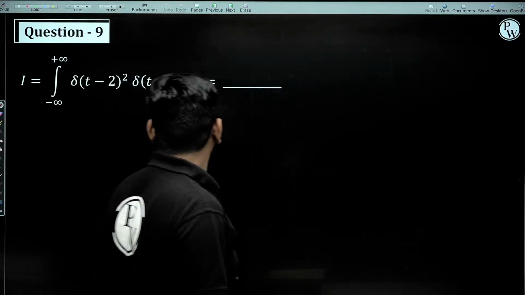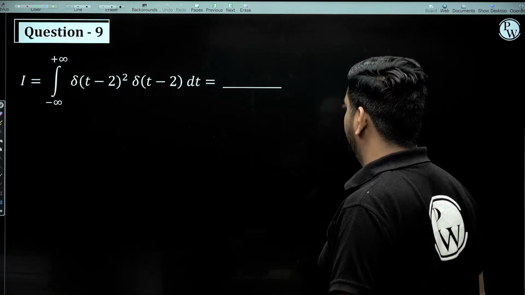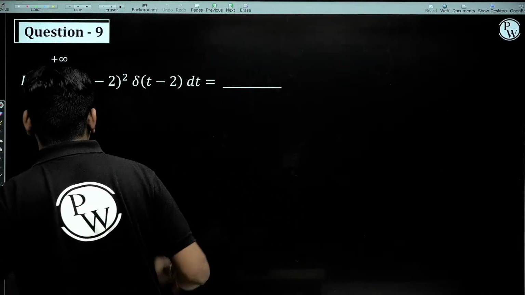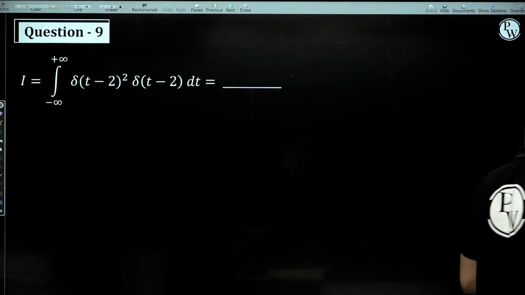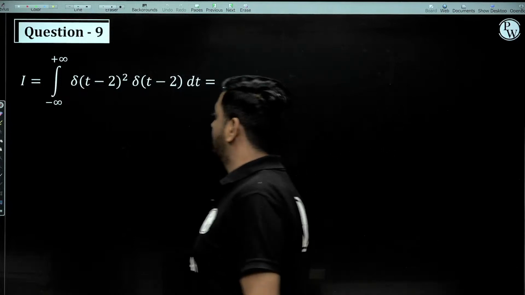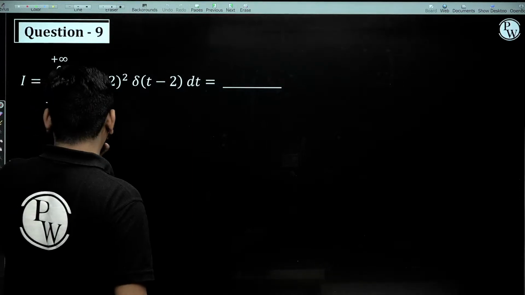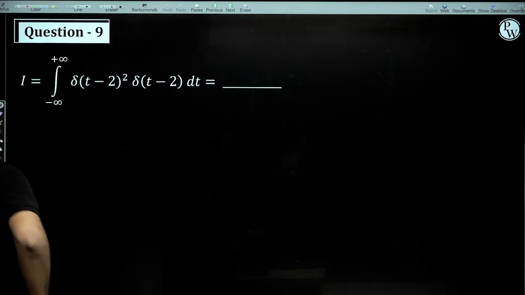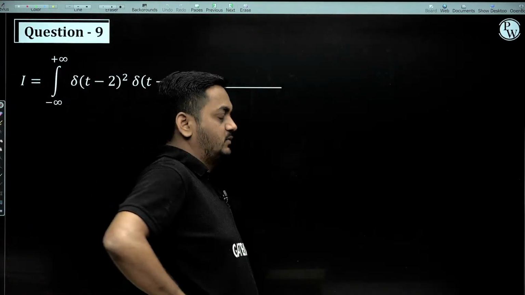Now try this question, guys. Del t minus 2 whole squared into del t minus 2. I think there is a mistake in this. Something is missing in this question, guys. So just leave this question as it is, because del t minus 2 whole square is not possible. Otherwise the answer should be 1, guys. Okay.